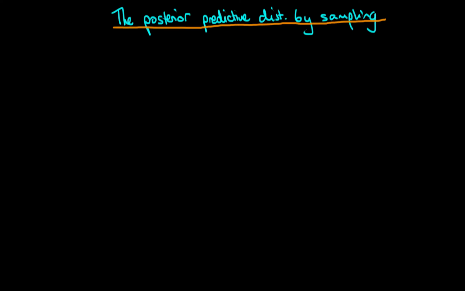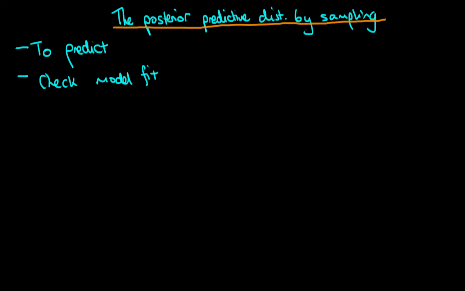In this video, I want to explain how to obtain an approximate posterior predictive distribution using sampling. So firstly, why would you want to obtain the posterior predictive distribution in the first place? Well, the two main reasons are firstly to predict or to forecast new data, and the second, and a really important reason, is to check your model fit using what are known as posterior predictive checks.